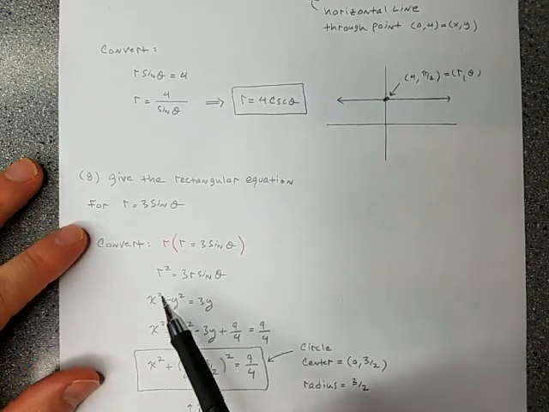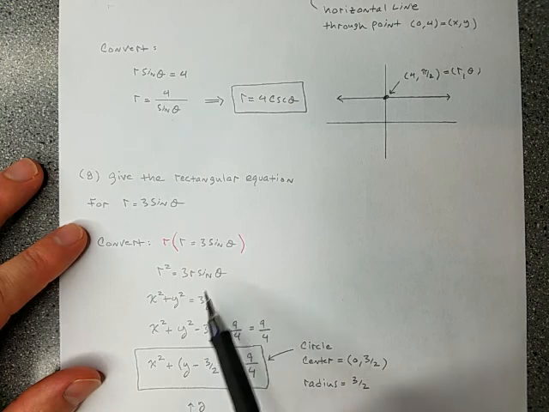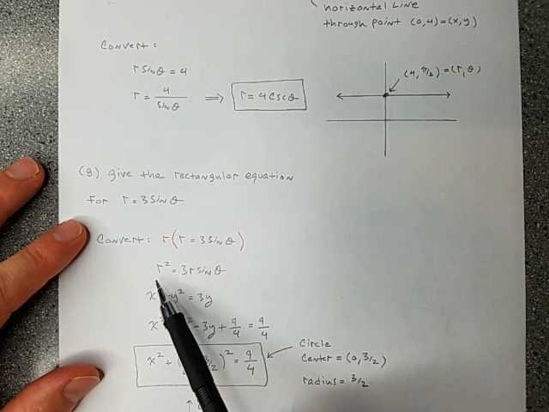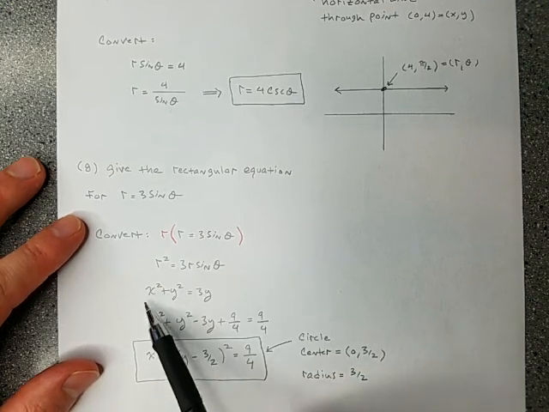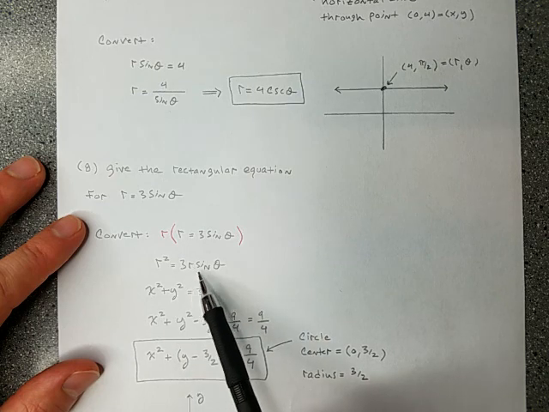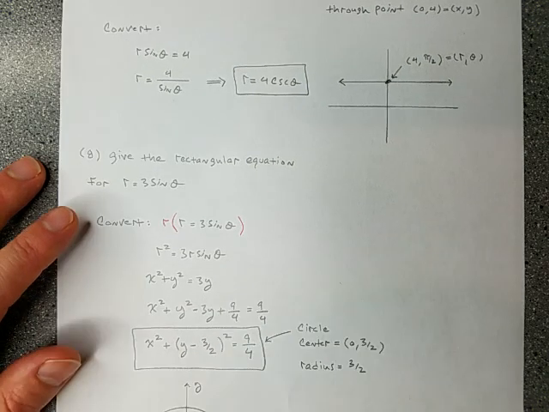So I'll take this, I'll multiply both sides by r so that I could use my conversions. I'll get r squared on the left, 3r sine theta on the right. Both of those directly convert. That's x squared plus y squared. R sine theta is y, so that's 3y.